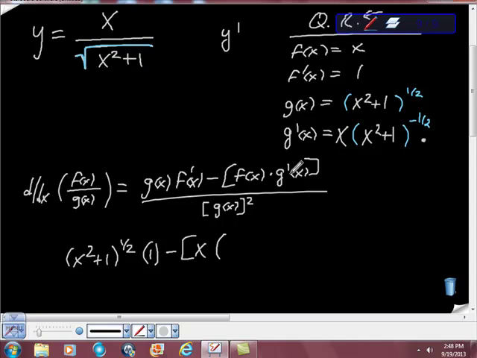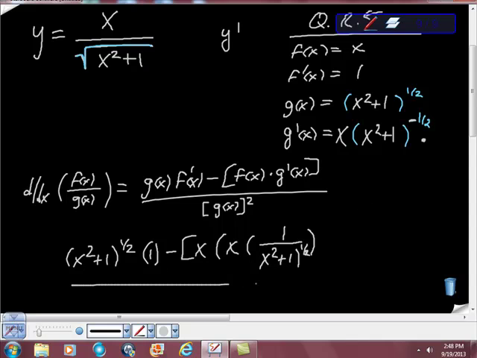Times the derivative of the inside, and the derivative of the inside, that was the thing we spent time on, was x times, and if you don't mind, because this is a negative exponent, I'm going to go ahead and change this up and put this as 1 over x squared plus 1 to the 1/2 power. Hopefully you can see why I did that. Doing this, I just was getting rid of this negative exponent here, right?